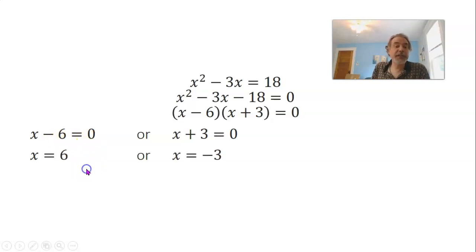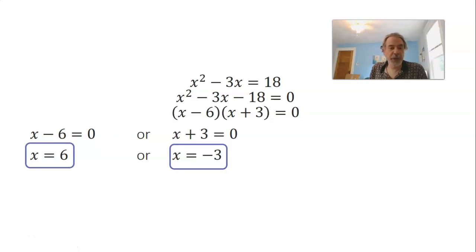So if you add plus 6 to both sides, x equals 6. Over here, subtract 3 on both sides, x equals negative 3. Those are the solutions, 6 and negative 3.